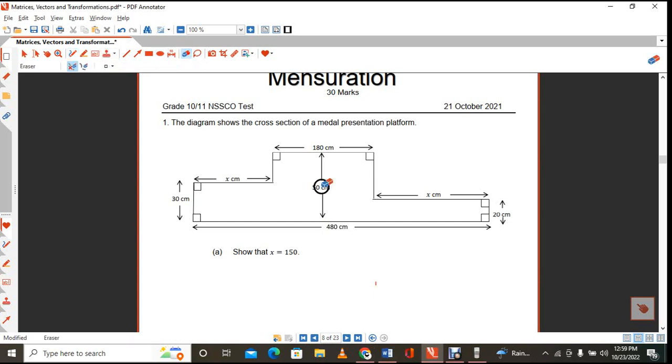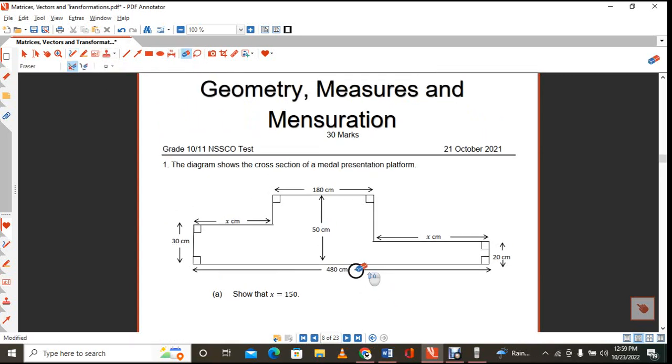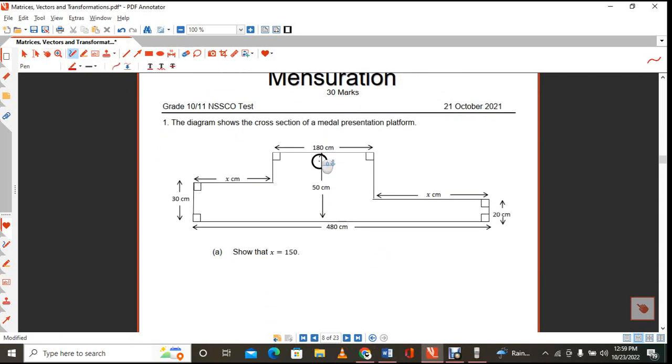Right, welcome back. So we are doing the second test. It's geometry, measures, and mensuration. This is also a test that you can use to prepare yourselves for your examinations. The diagram shows the cross section of a metal presentation.